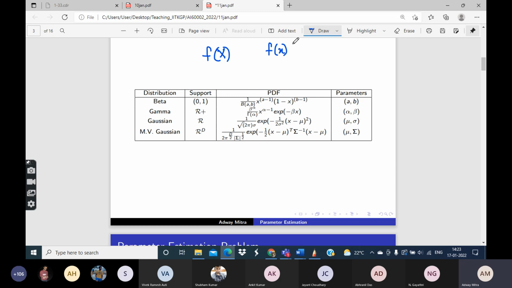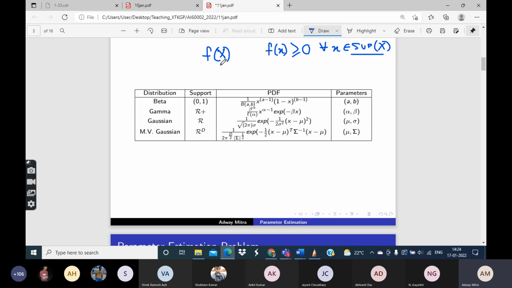f(x) should be greater than or equal to 0 for all x in the support set of the random variable that we are talking about. If the random variable's support set is the entire real line, then x can be any real number. This condition must hold for any real number.